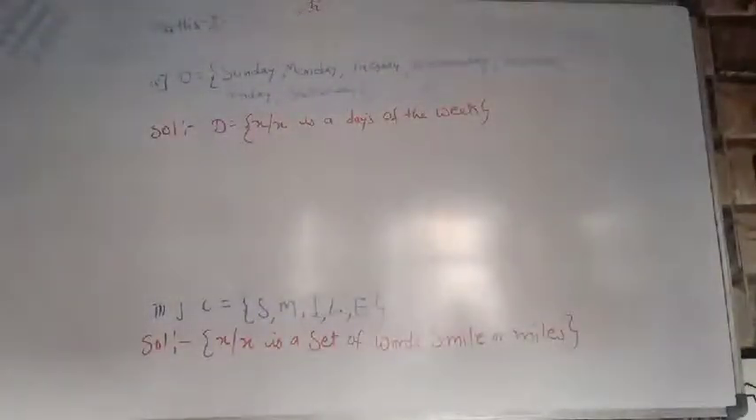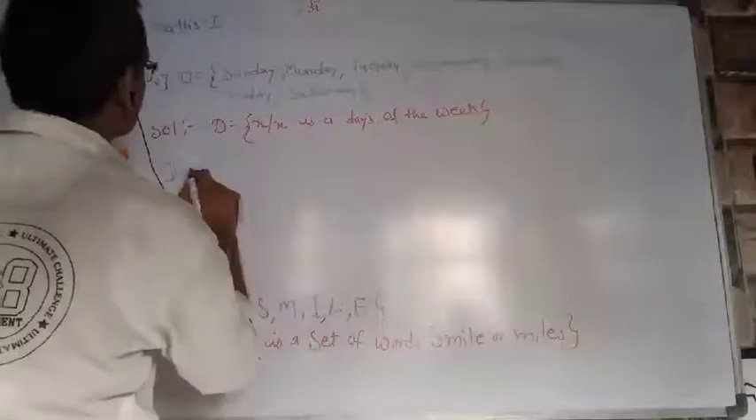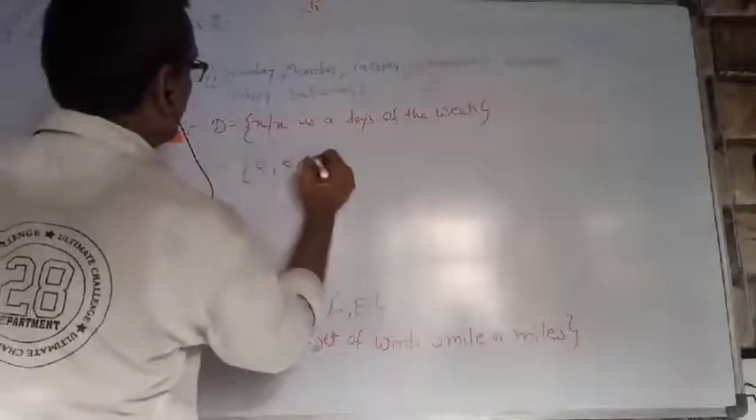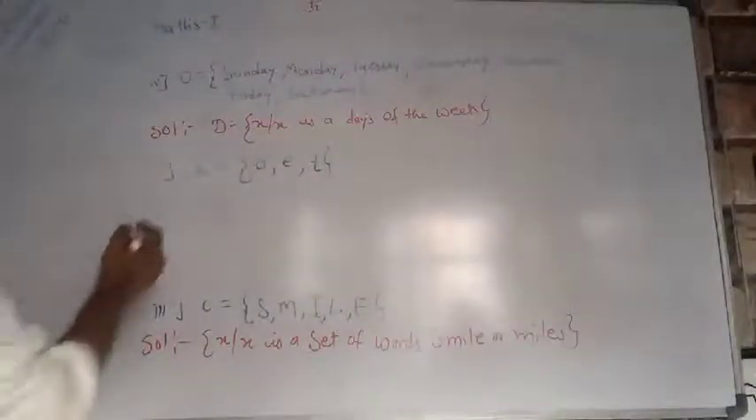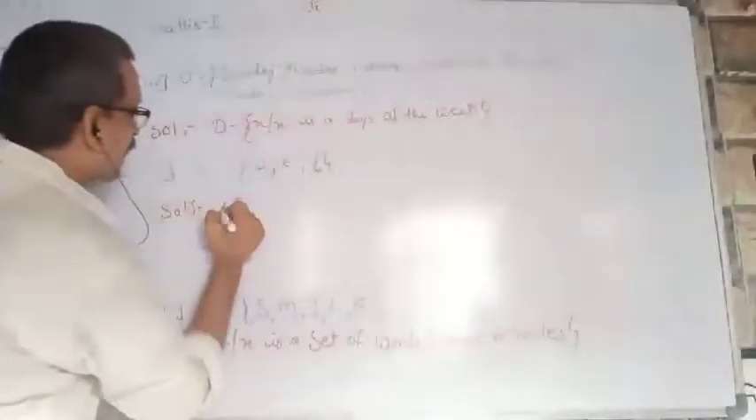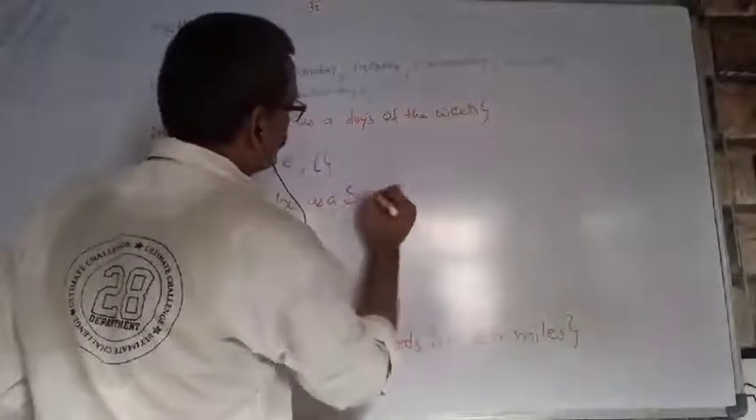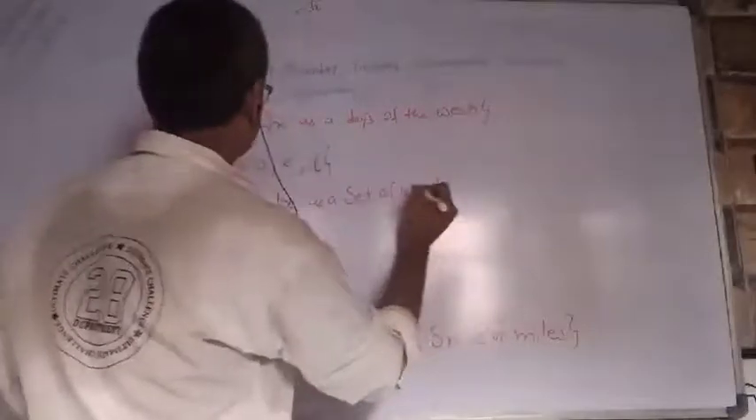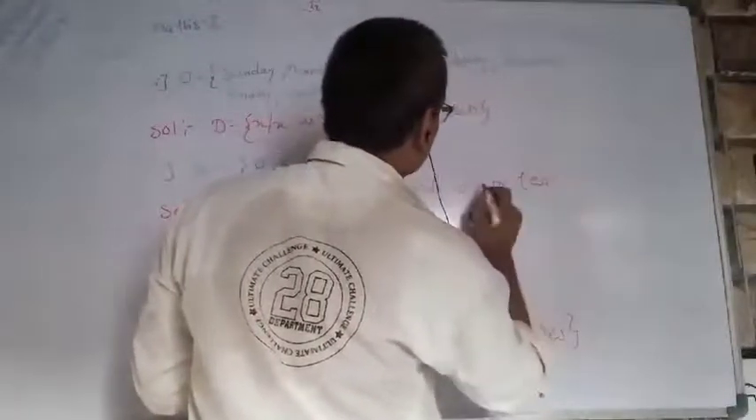Now the last question in our exercise 1.1. Fifth: x, A, E, T. Solution: in the question given A, E, T, the alphabets A, E, and T can be used. x such that x is a set of words.